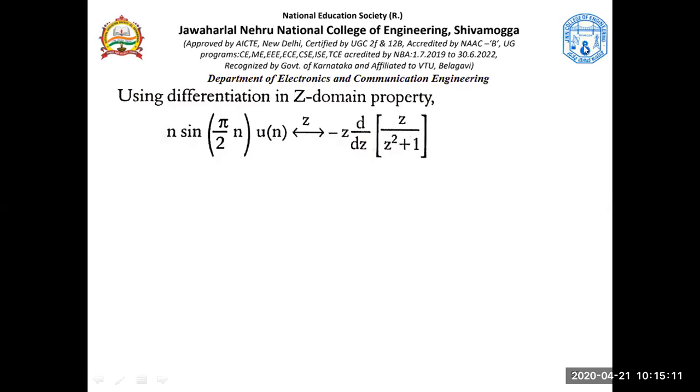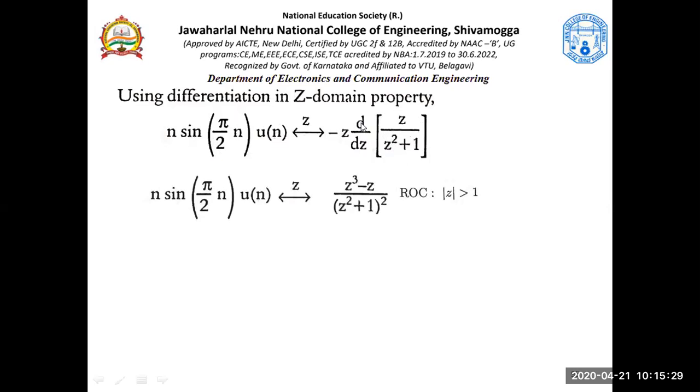Since we are introducing n, it is the differentiation in z domain property. What does it say? Differentiate. The z transform of n is this, minus z d by dz, and the z transform of this is something that is there within the bracket. So if you differentiate this, this will happen to be this. ROCs remain the same. ROC has not changed. The differentiation property has no effect on ROC, so ROC would remain the same.